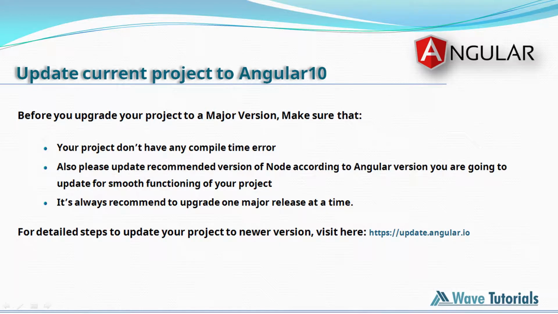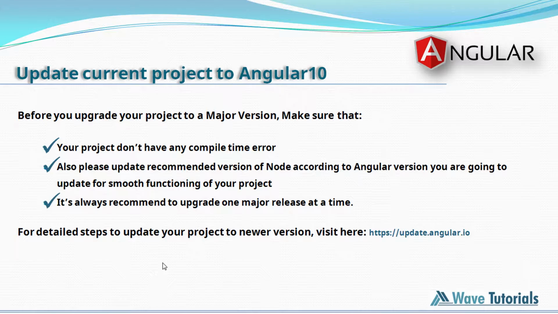Before you upgrade your project to a major version, please make sure that your project doesn't have any compile time error. Also, it's recommended to update the node version according to the Angular version you are going to update to, for smooth functioning of your project. It is always recommended to upgrade one major release at a time. For example, if you are going to upgrade from Angular 6 to Angular 8, then you have to move from Angular 6 to 7 and then Angular 7 to 8.